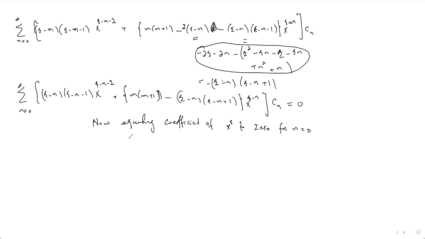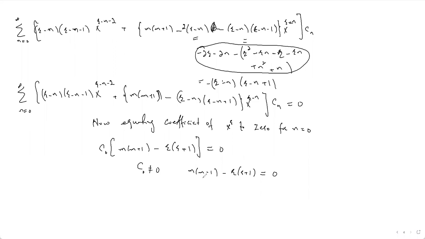Now, on equating the coefficient of x raised to power r to 0, that is for making n equal to 0, what will this equation look like? It will be c0 into m into m plus 1 minus r into r plus 1 equal to 0. Now, you know that this c0 cannot be equal to 0, because the coefficient will be something, that means m into m plus 1 minus r into r plus 1 should be equal to 0, right?